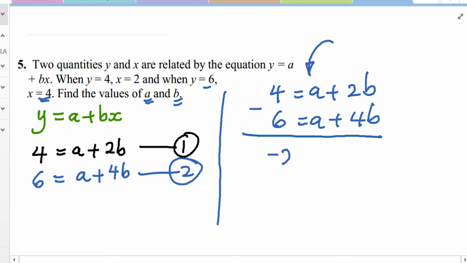4 minus 6 is negative 2. a minus a is 0. Then 2b minus 4b is negative 2b. Divide both sides by negative 2. This goes with that.